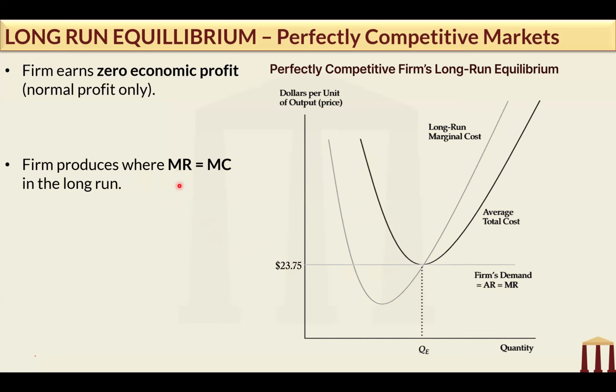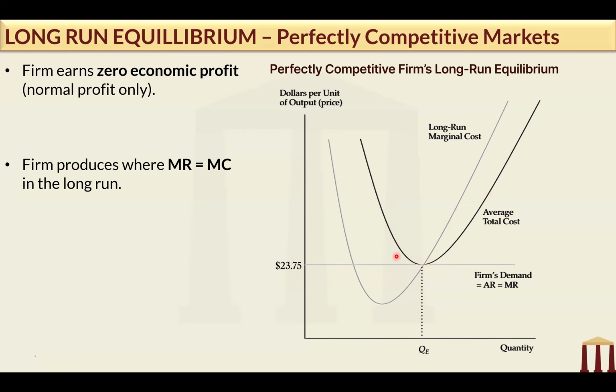The only difference is now that your AR, MR, and price curve has shifted down. That is the only difference. Okay. And it shifts down at a very interesting point, where it will just be a tangent to this average total cost curve, or average cost curve. For simplicity, I'll say average cost.